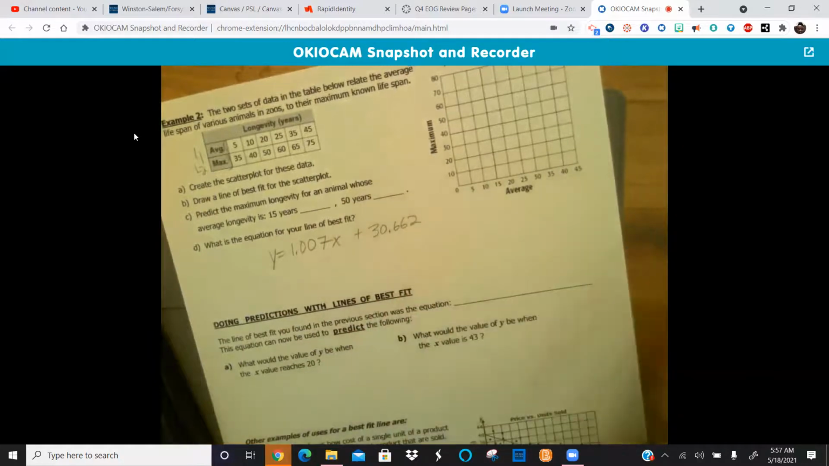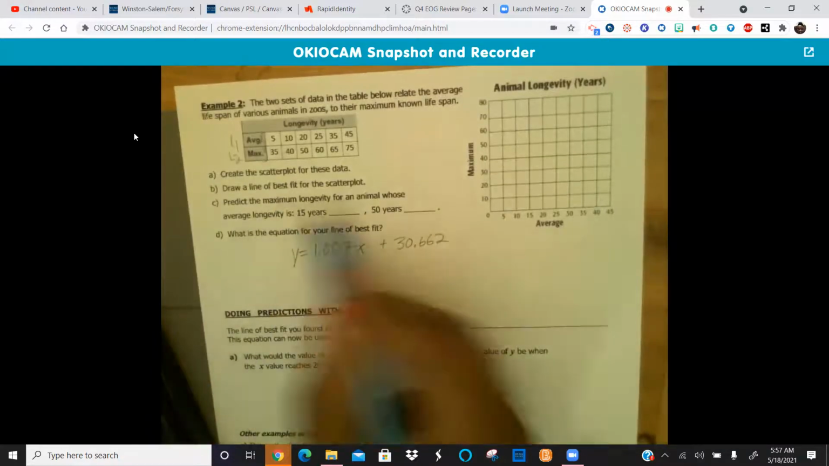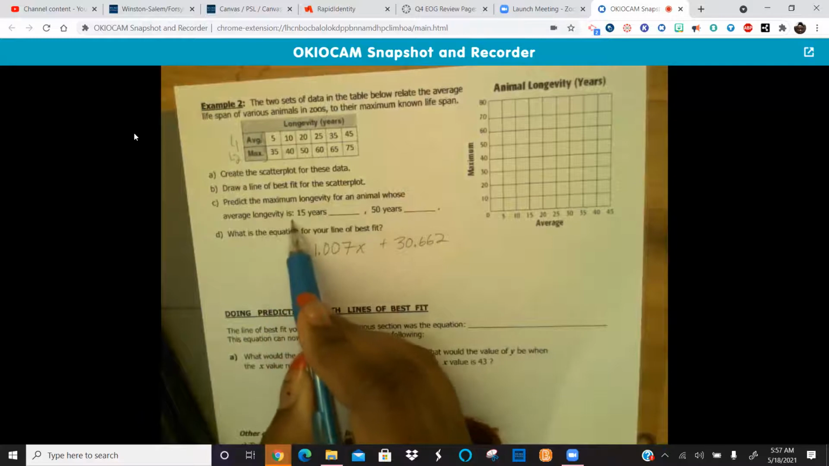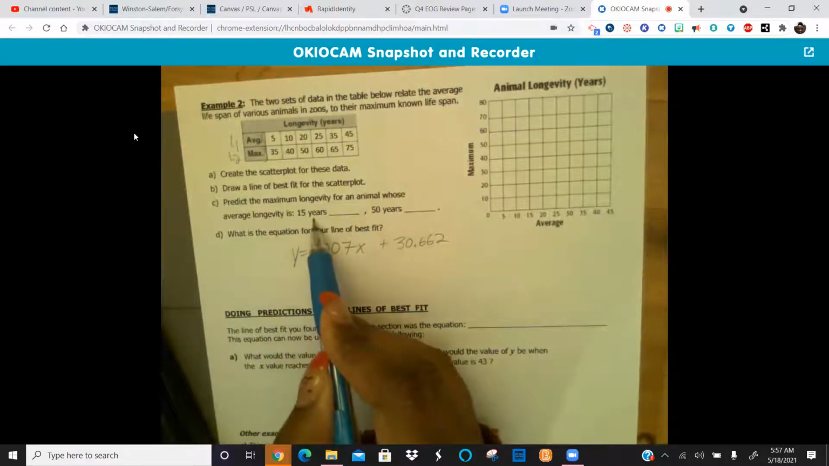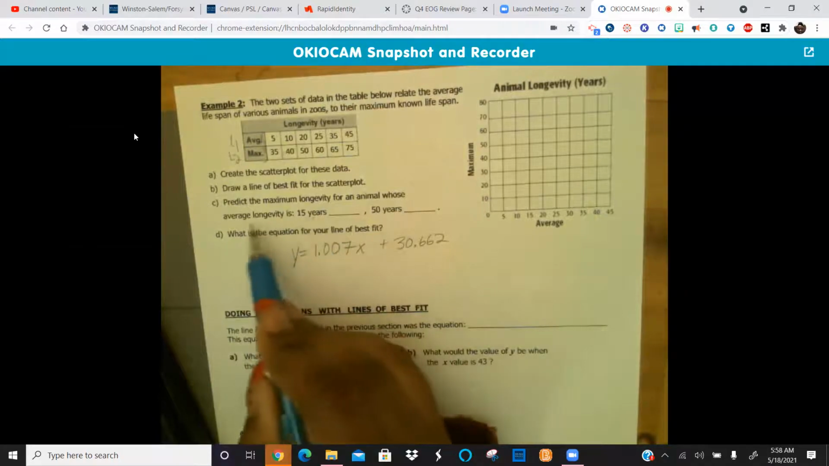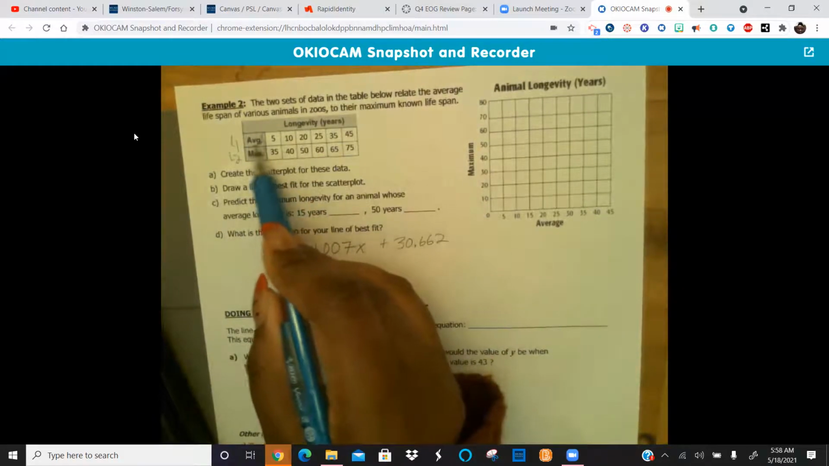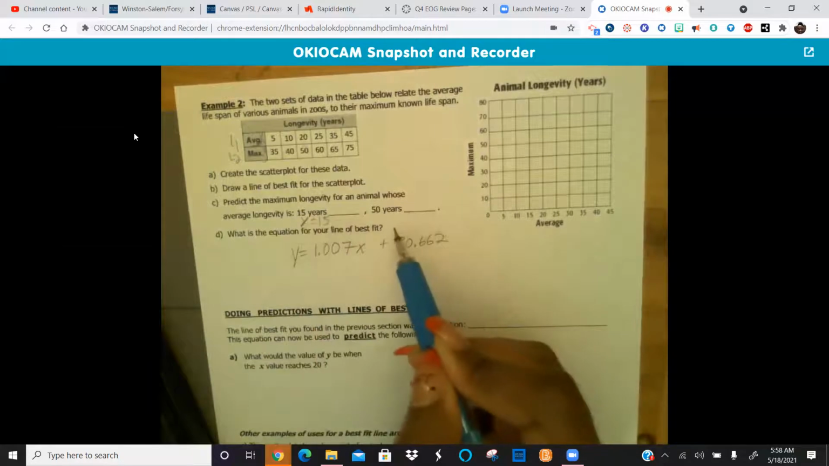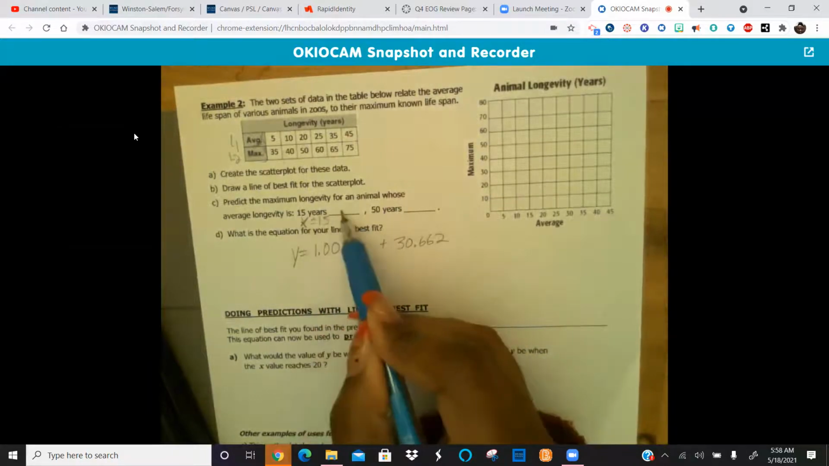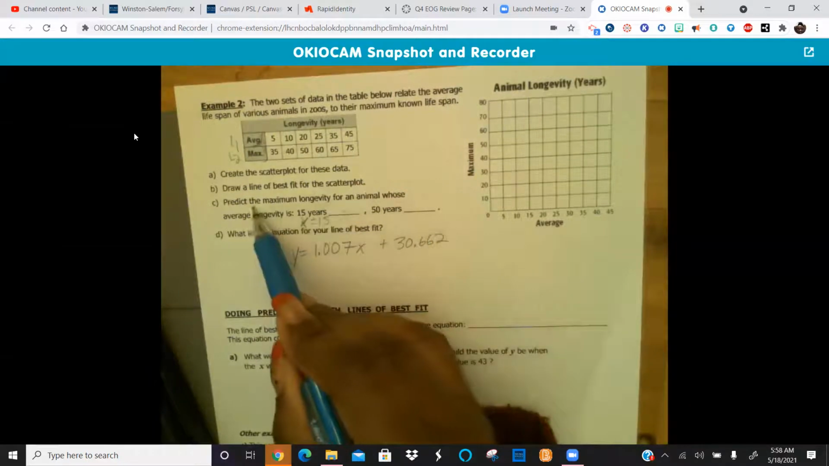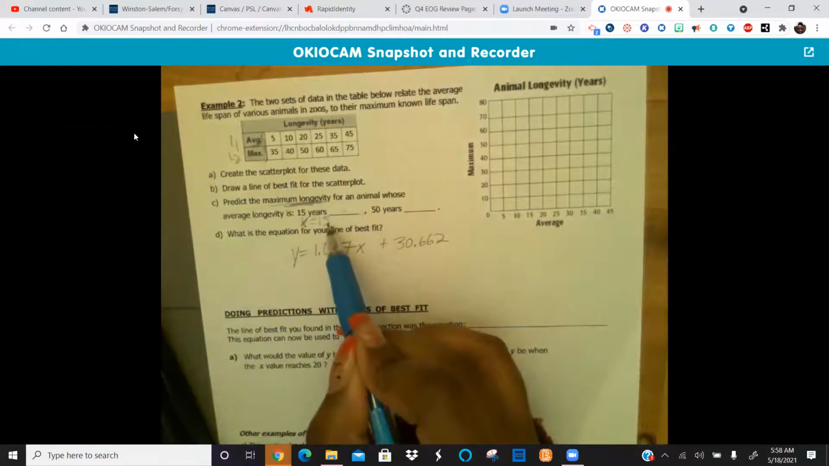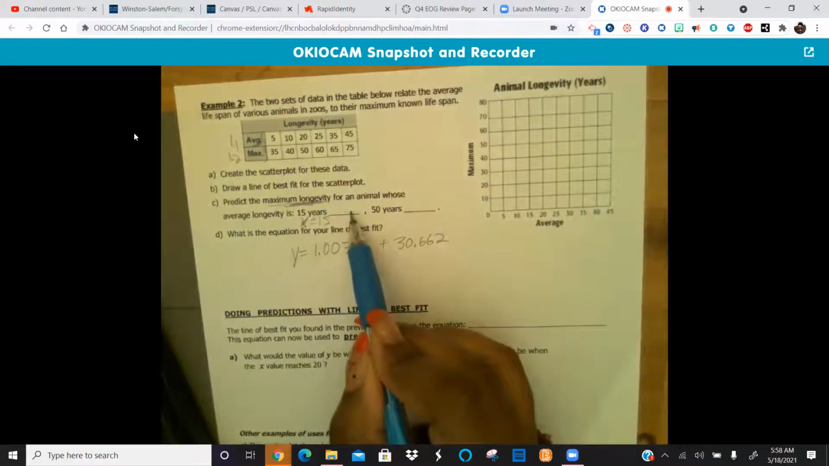All right, so now we use this line of best fit. So we got a line of best fit. Predict the maximum longevity for an animal whose average longevity is 15 years. So longevity years. So average longevity is X. You see how this is average longevity? So they gave us the X value, and the X value is 15. So now we need to figure out what the Y value is, okay? Because they want the maximum longevity. Maximum longevity is Y. So we're going to plug in 15 for X to see what this Y value would be, the maximum longevity, all right?